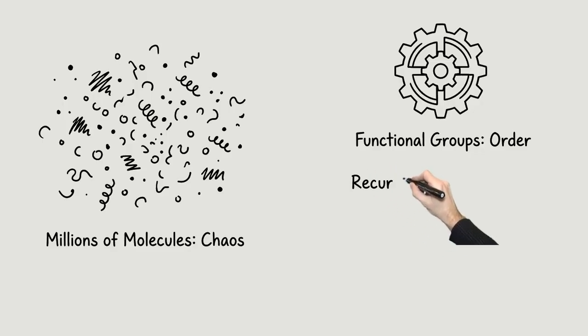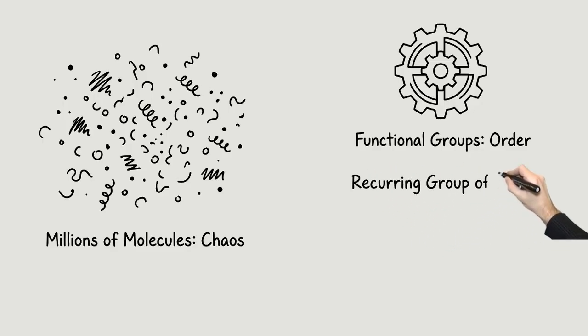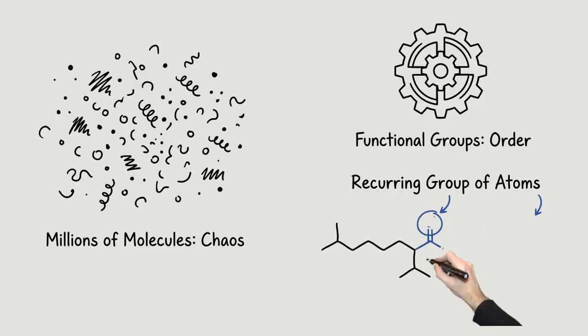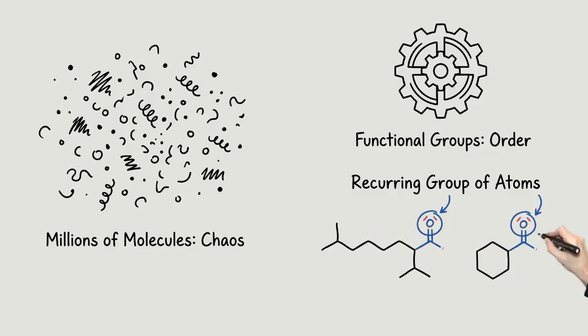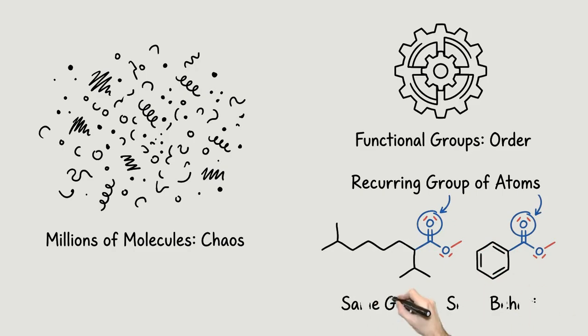A functional group is a specific, recurring group of atoms within an organic molecule that largely controls how that molecule behaves. If two molecules contain the same functional group, they tend to have similar chemical reactions and similar physical properties, even if the rest of the molecule looks very different.